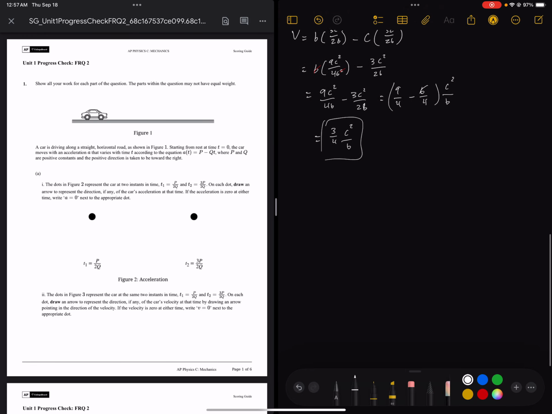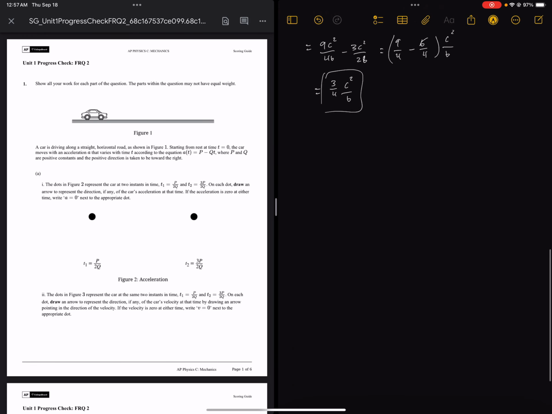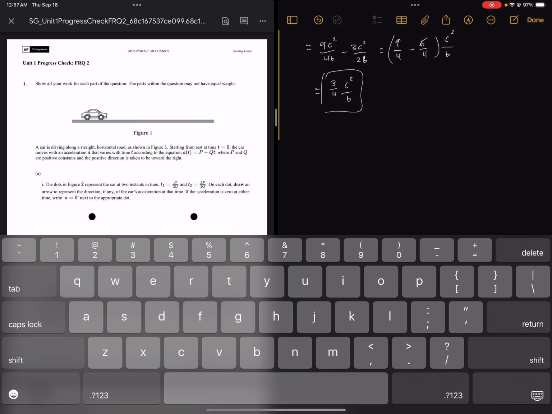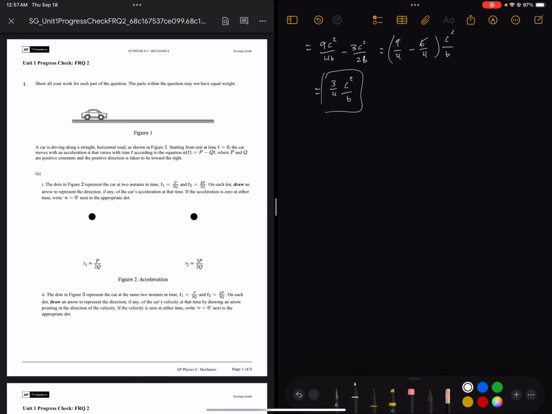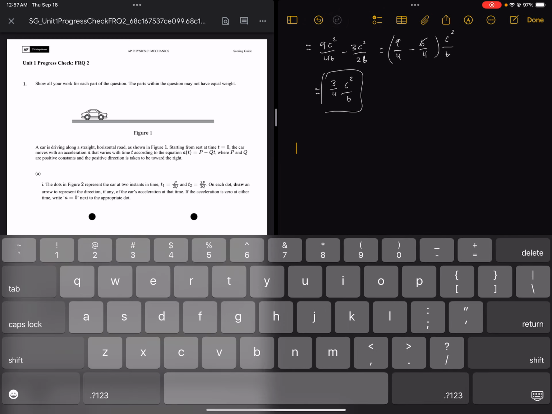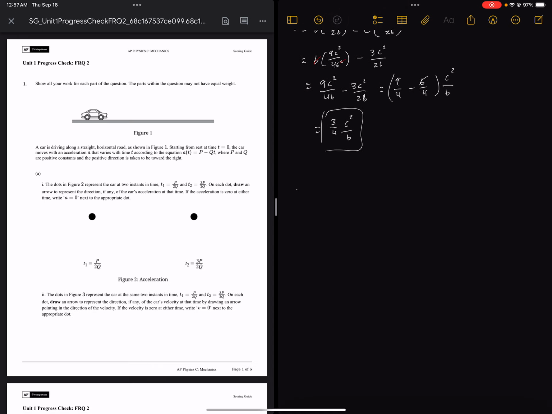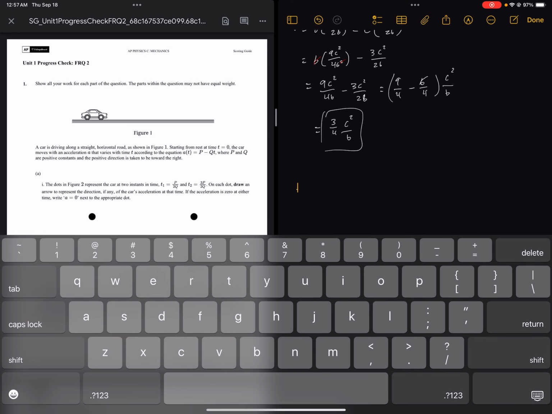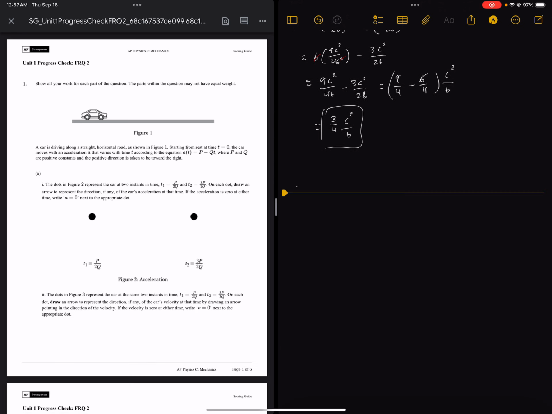All right, let's look at FRQ number 2. Okay, so let me add some space here. Did the long press it? All right, whatever. I'm just going to do that. Okay, good. I'm just trying to create a new page.